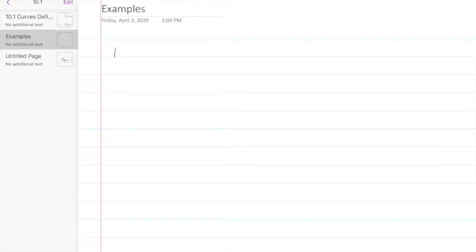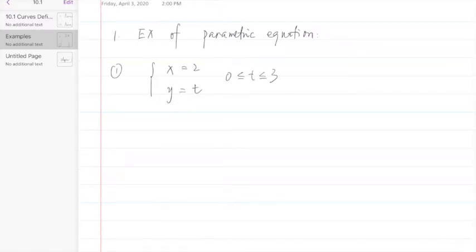Let's see several examples. Let's try to do some examples of parametric equations. Try to imagine what it is. The first one, x equals 2, y equals t. What is this? Let's think about it. Let me put a restriction here: 0 less than or equal to t less than or equal to 3. What does this tell you, or can you draw it?